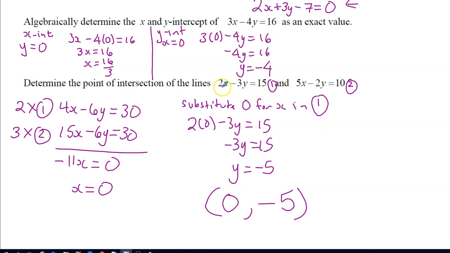So 2 times 0 is 0. Negative 3 times negative 5 gives you 15, so that works. 5 times 0 is 0. Negative 2 times negative 5 is 10, minus negative 10, which is... all right, so we're good. It works.